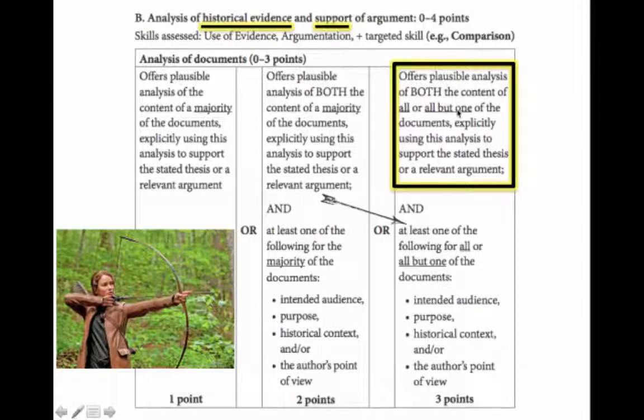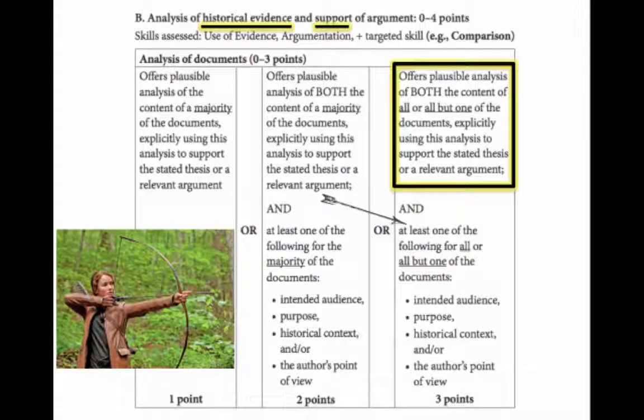So if you do all but one and you use those to support your thesis, you get that point, but you also got to do this. When you are using your documents, you need to show at least one of these skills. You need to talk about the intended audience of the document. That's one option. The purpose of the document, the historical context in which the document was written, or the author's point of view. So if you do any one of those in your analysis while supporting your thesis, you can get the full 3 points.